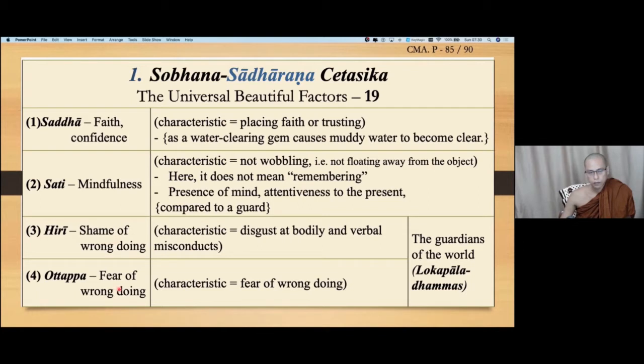Then number 3 and 4, shame of wrongdoing and fear of wrongdoing. These are the opposites of ahirika and anottappa in the unwholesome group. Hiri, shame of wrongdoing, is disgust at bodily and verbal misconduct. Here it refers to the mental, because ahirika and anottappa also emphasize bodily and verbal wrongdoings. And ottappa, fear of wrongdoing, also refers to bodily and verbal misconduct, because these are related to something that appears as an action, or bodily or verbal conduct. So they are the guardians of the world, Lokapala Dhamma. The opposite words, ahirika and anottappa, can destroy the world as a cause of the unwholesome.